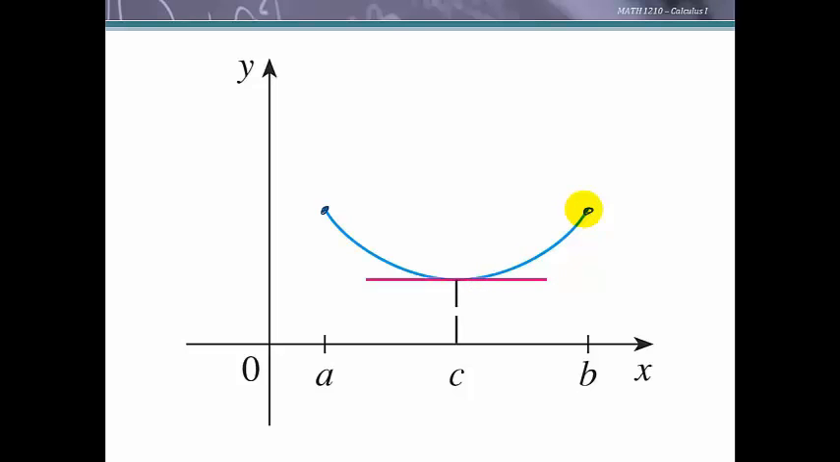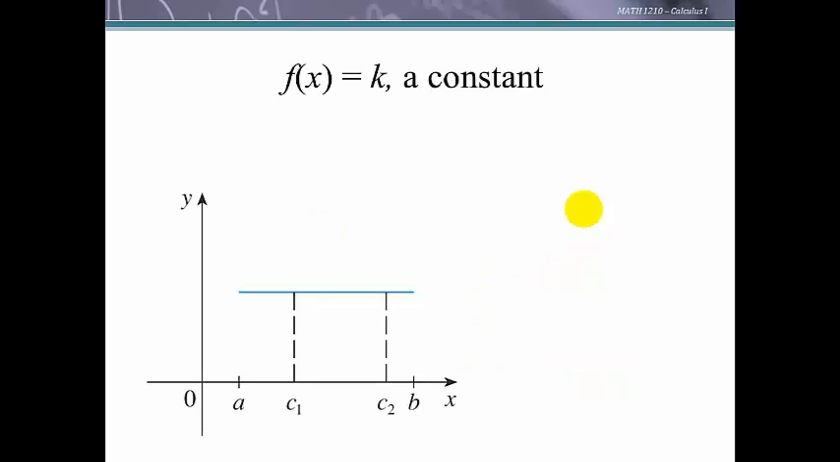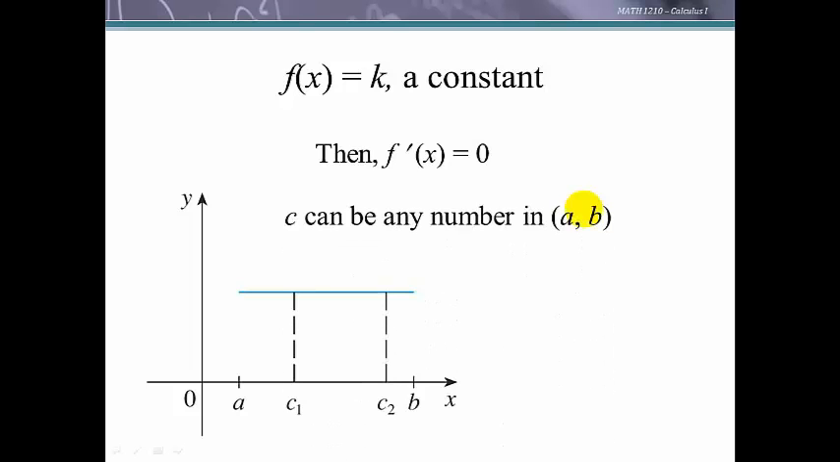So let's go ahead and look at the proof. We're going to look at 3 cases. First of all, when it's constant, and that one's going to be easy because then the derivative equals 0 everywhere because it's a constant. And so on the open interval from a to b, c could be any number because every number has a derivative equaling 0. So Rolle's theorem is proved easily for a constant.